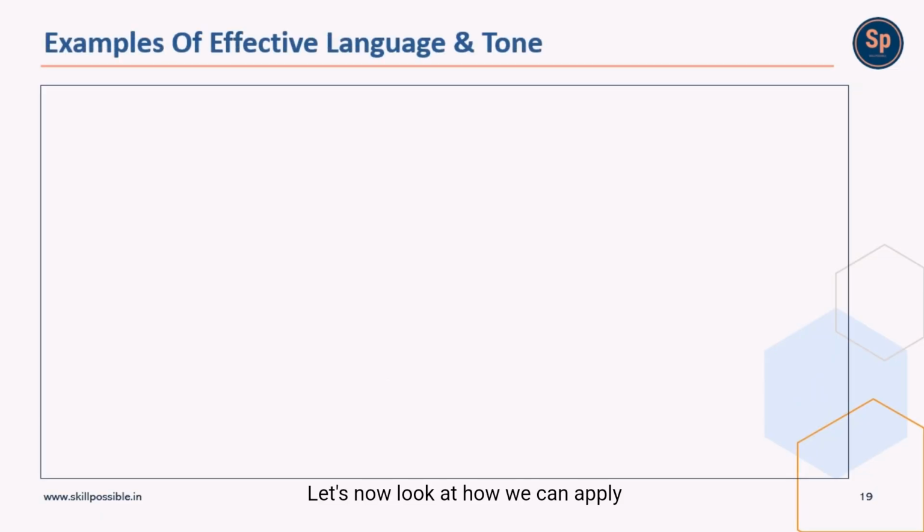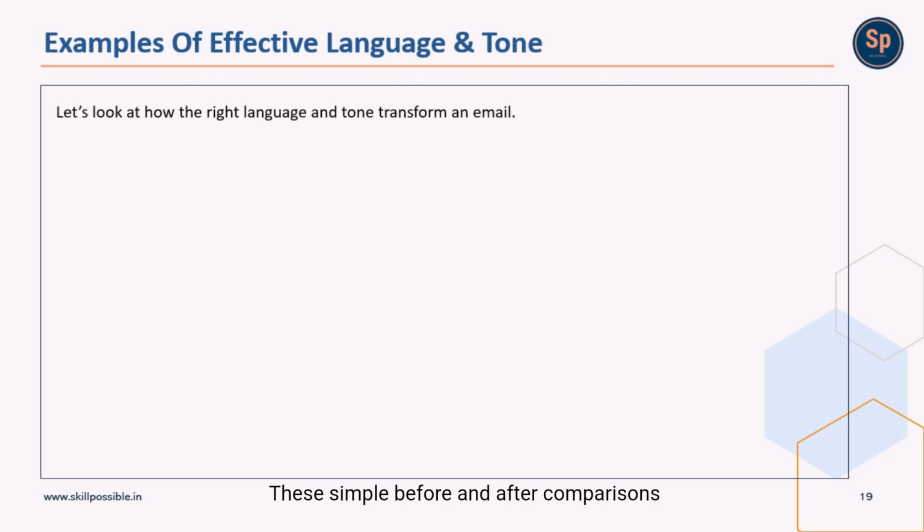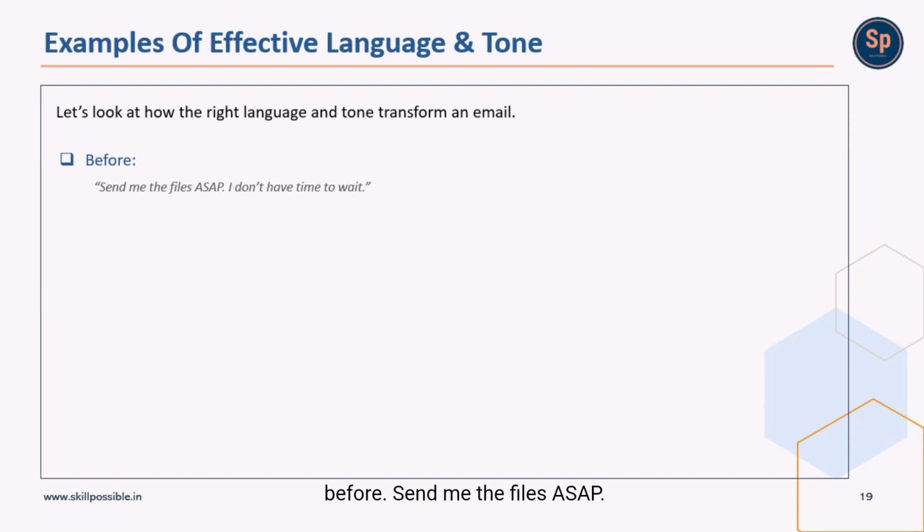Let's now look at how we can apply everything we've learned about language and tone with some real-world examples. These simple before and after comparisons show how a message can go from sounding abrupt or negative to sounding polite, respectful, and effective just by changing a few words. Example 1. Before: "Send me the files ASAP. I don't have time to wait." This sounds rushed and a bit demanding. It might make the recipient feel pressured or disrespected.